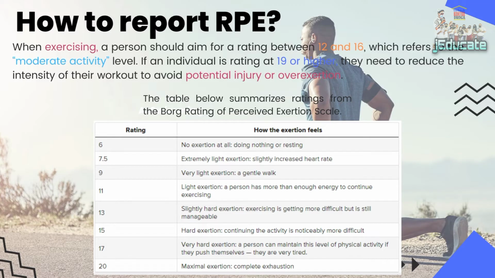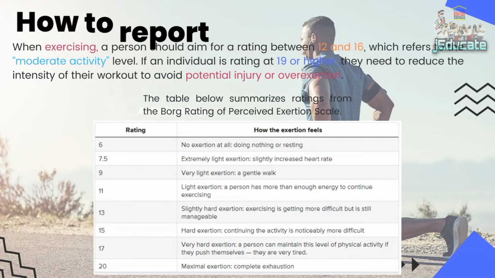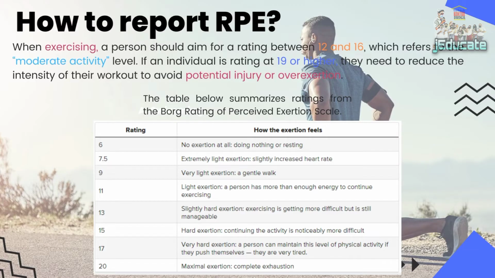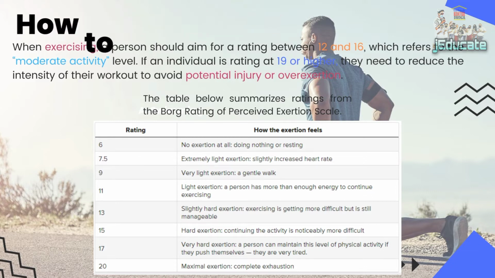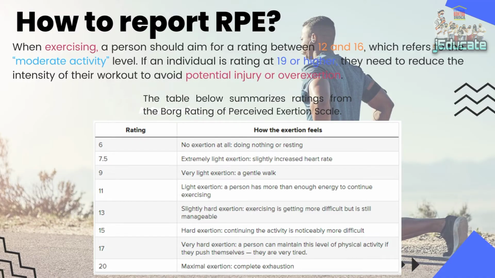Rating: how the exertion feels. 6 is equivalent to no exertion at all, doing nothing, or resting. 7.5 is equivalent to extremely light exertion, slightly increased heart rate. 9 is equivalent to very light exertion, a gentle walk. 11 is equivalent to light exertion, a person has more than enough energy to continue exercising.